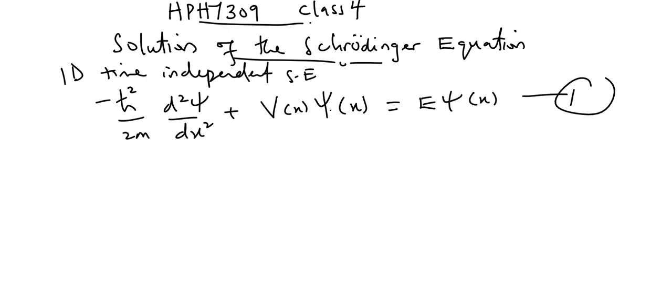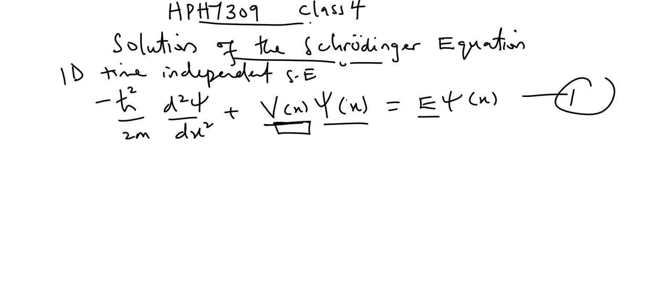So what will be given in many cases is the potential, and then you'll be asked to calculate the wave function and the energy. So that will be a boundary value problem. In quantum mechanics we say that's a bound state problem, where we have to solve for the wave function and the energy. And that is what we're going to do today.